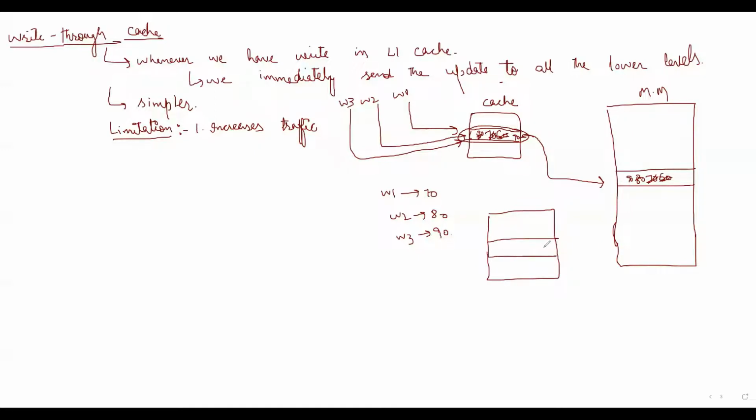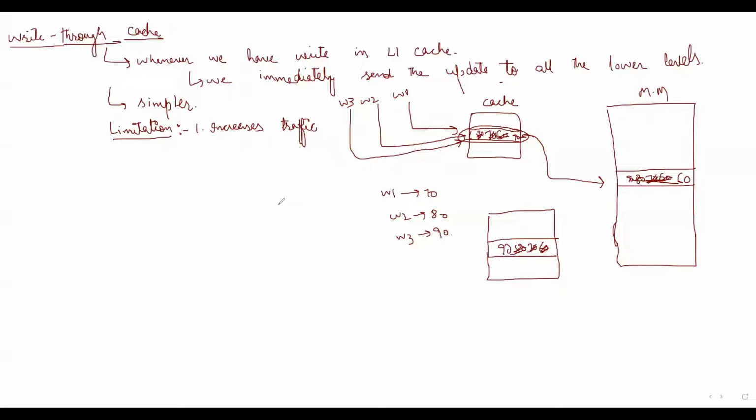If I was having this cache, so this was the entry, this same entry, initially it was 60. Now W1 came, it became 70. Now W2 came, it became 80. Now W3 came, it became 90. And my main memory is still 60. I am not sending the data immediately to the main memory. Why? Because I want to decrease the traffic. Then what will be the problem?